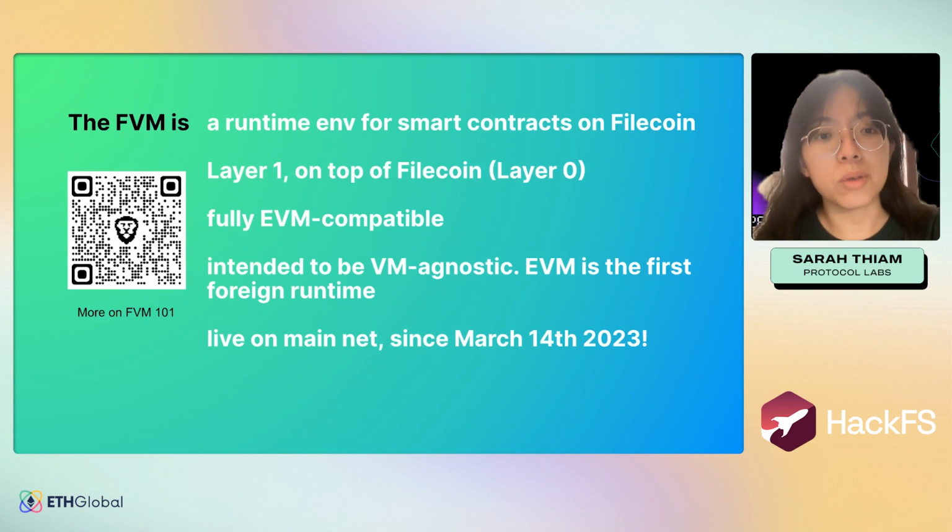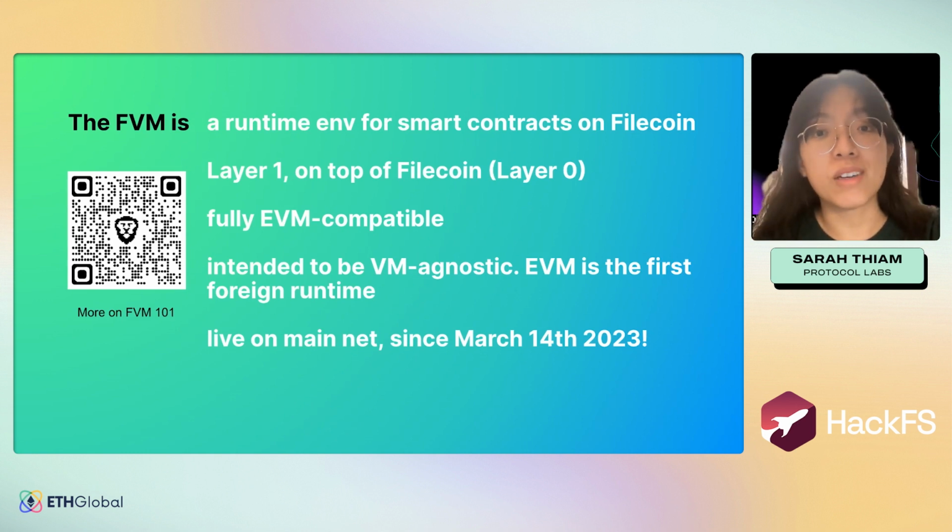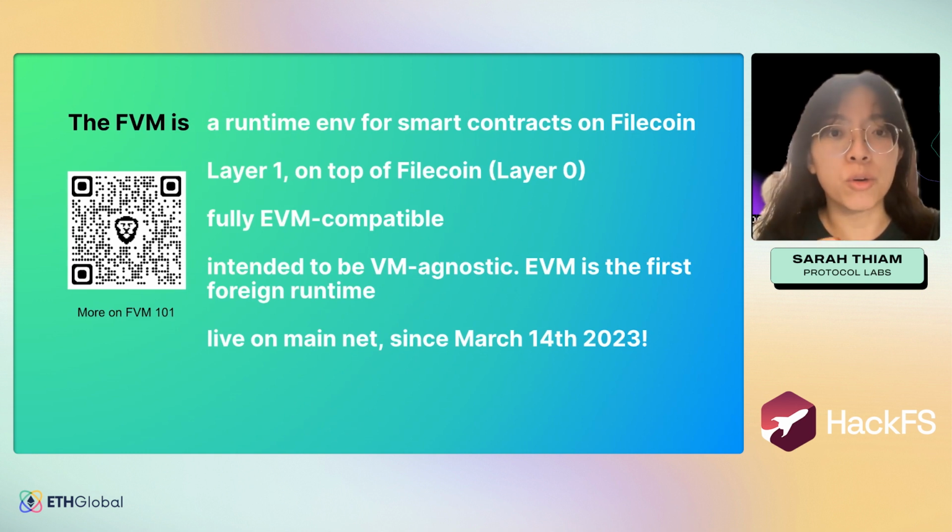FVM as a whole is also intended to be VM agnostic. So today, the first foreign runtime for the FVM that we are focusing on is EVM, because clearly the Ethereum community is just super robust and has super exciting ideas and developers in that space. And so we wanted to provision that first. And so we have the EVM today. But tomorrow it could be something else, and we're hoping to build with builders as well to help us build more VMs that can be compatible with other chains as well.